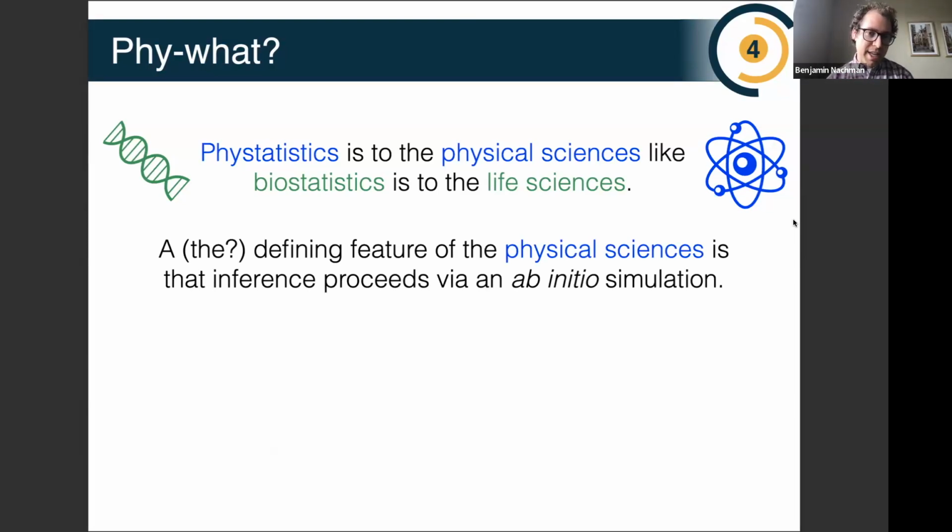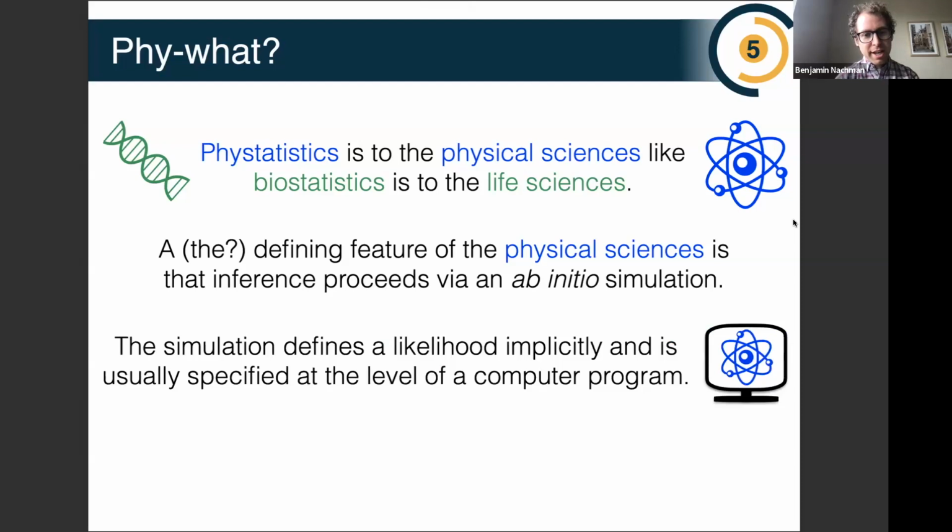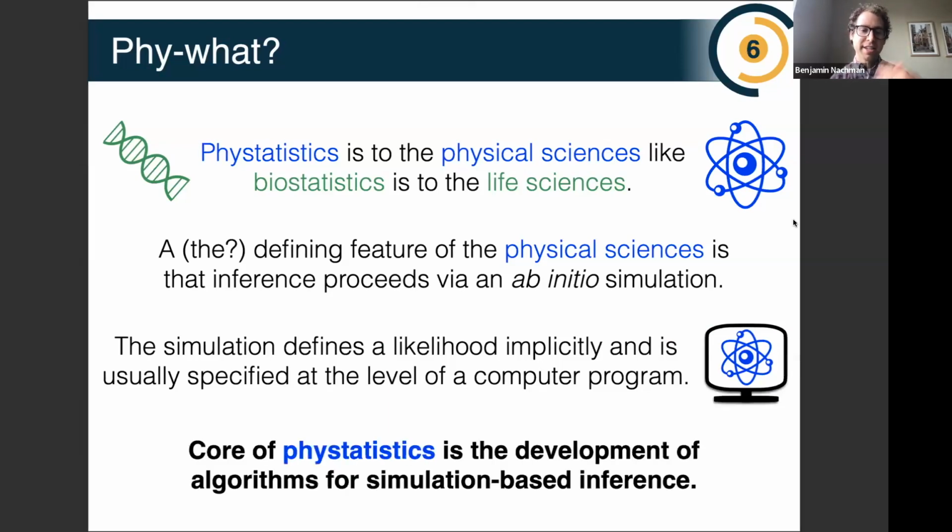One key defining feature of the physical sciences, although not the only one, is that inference proceeds via ab initio simulation. So in many cases we have first principles models of the systems we're trying to study. The simulation we use to encode these models often defines a likelihood implicitly, and it's usually specified at the level of a computer program. So a lot of work in Phystat and its data science and machine learning aspects is the development of algorithms for what people sometimes call simulation-based inference: the combination of simulation with data and, as I'll say in a little bit, also scaffolded with machine learning.